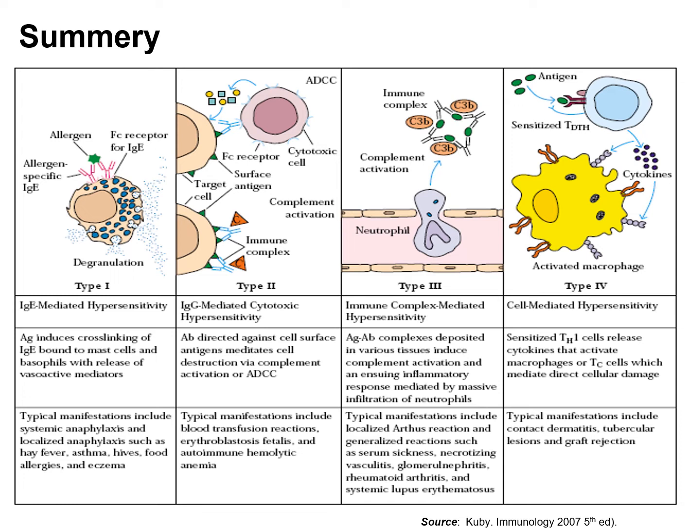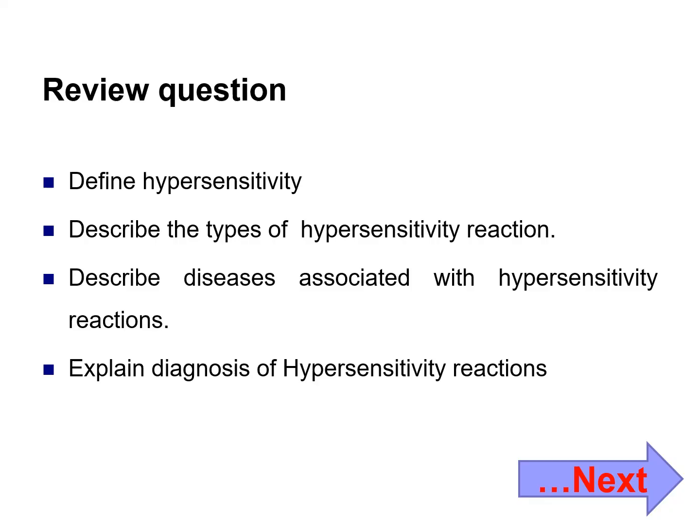Type 4 is cell-mediated hypersensitivity. This is when the T helper cells, type 1, release the cytokines after sensitization, so the effector phase. So this can lead to contact dermatitis. Examples would be contact dermatitis or some tubercular lesions. Okay, so skin testing, okay, and also rejection of graft. Right.